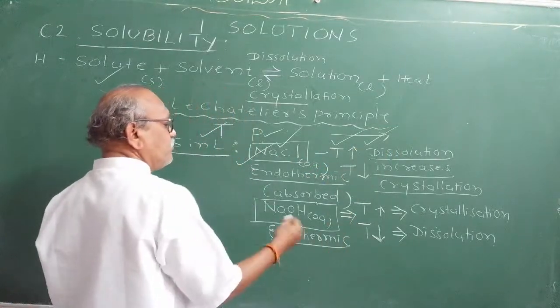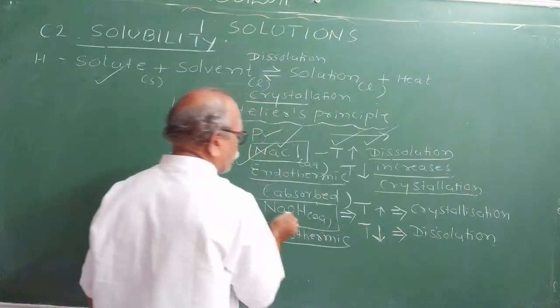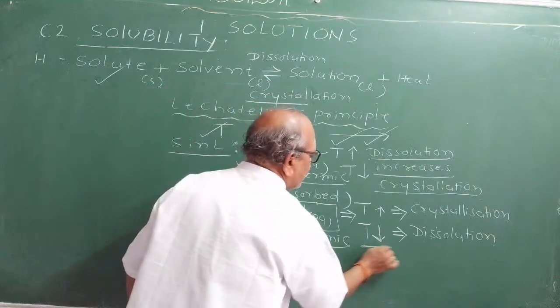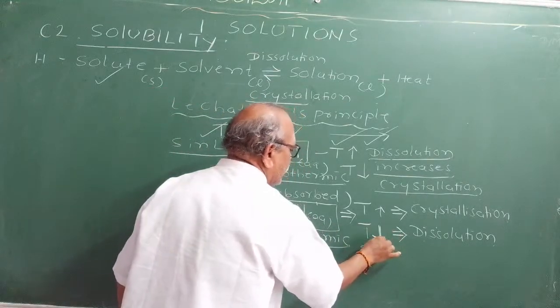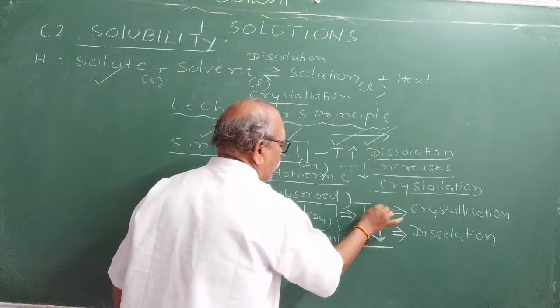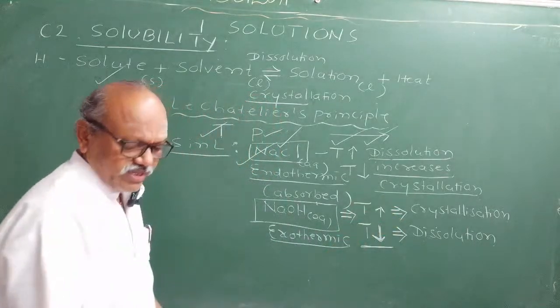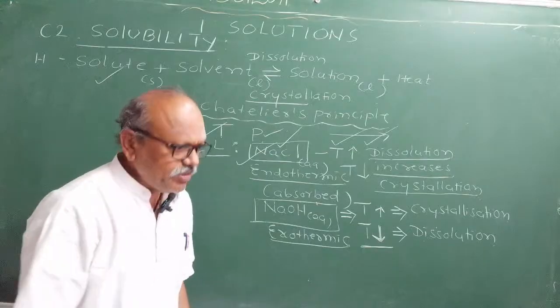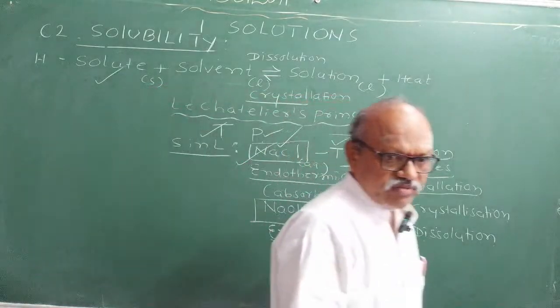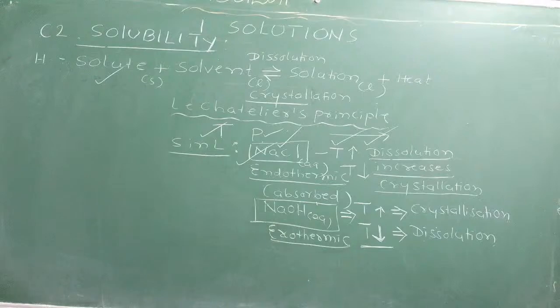The condition favorable for the dissolution of sodium hydroxide is a decrease in temperature. Arrow mark down means temperature decreases, arrow mark up means temperature increases. This was the summary of what we discussed in the previous class.